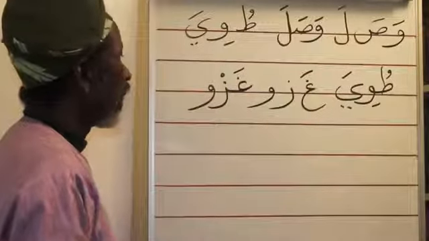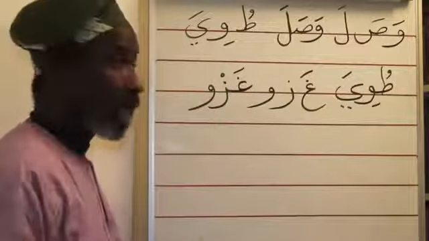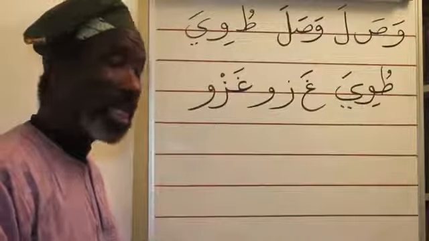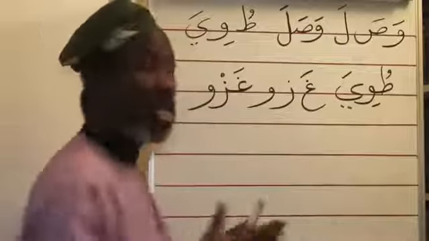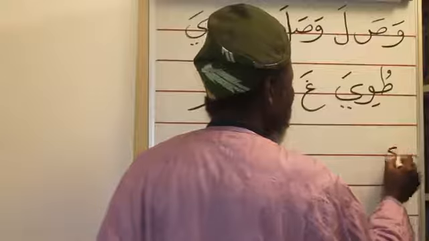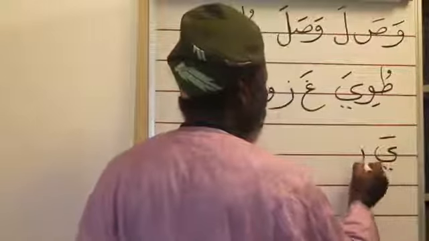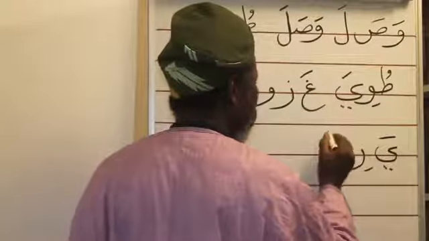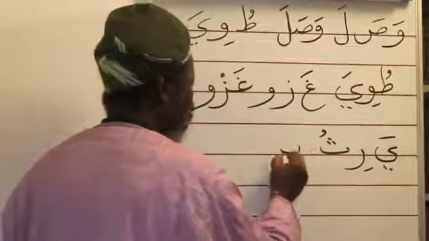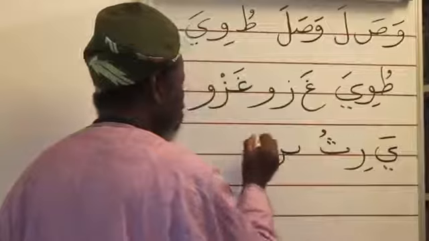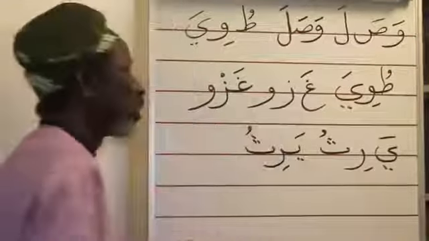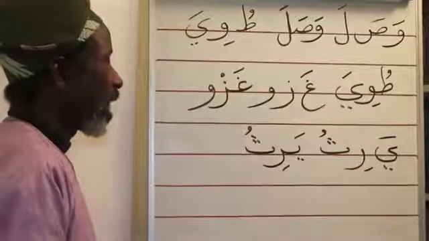The next one is, we have done waw. Now, ya. End of the alphabet, ya. So, yarithu, for instance. Ya, ri, thu. Yarithu. Joined. Ya, ri, thu. Yarithu.